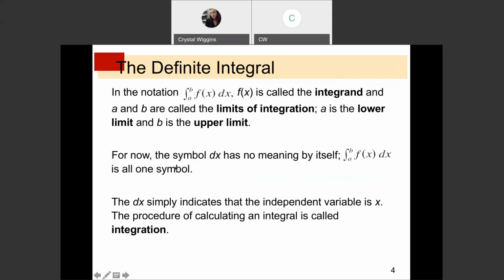For now, the symbol dx has no meaning by itself, but remember that dx stands for the idea that this function, f of x, is a derivative of some other function in terms of x. That's what dx stands for.